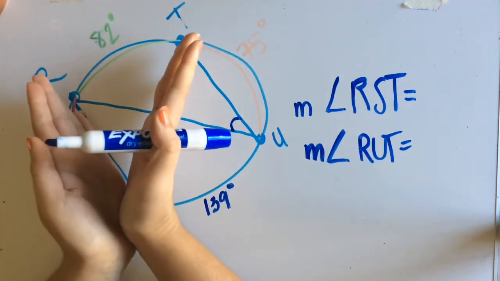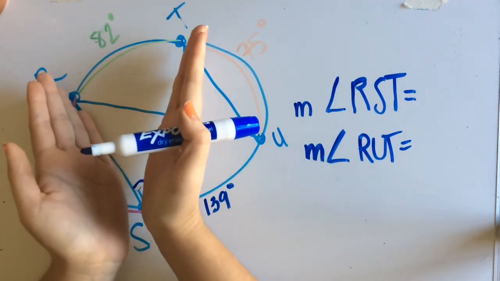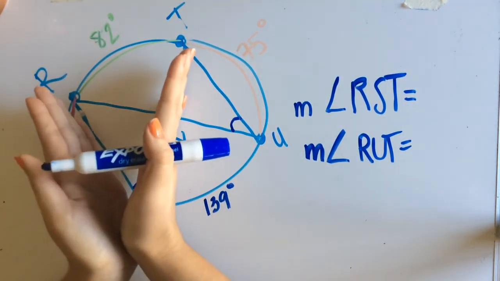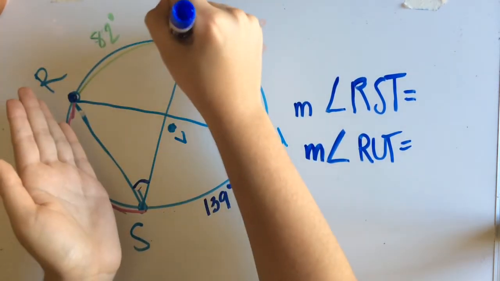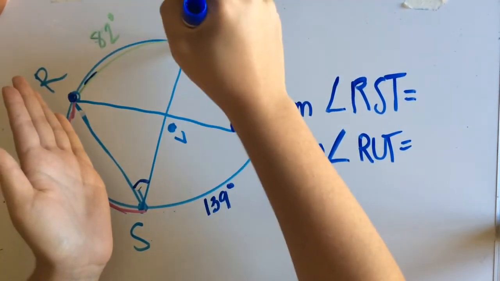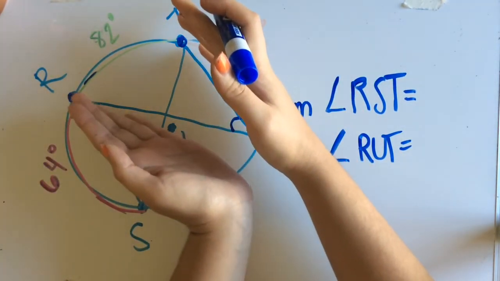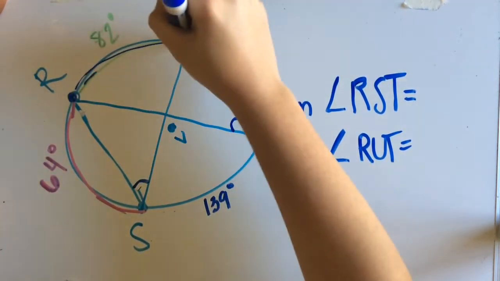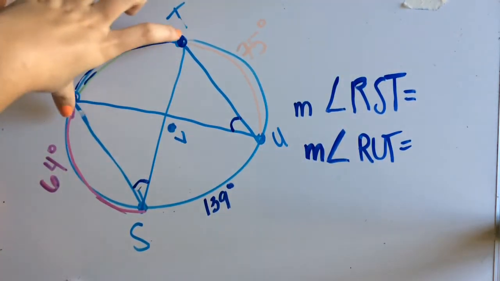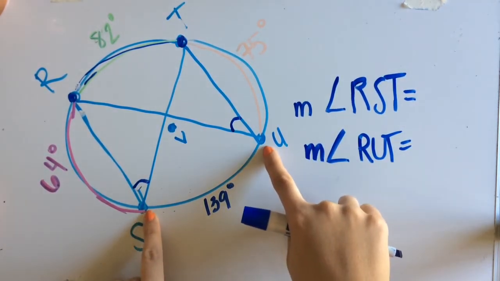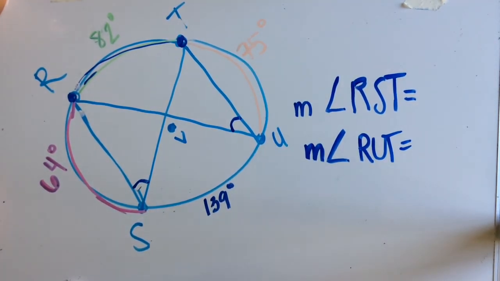I know seeing all the lines can be a little confusing, but if we look at RST individually, we notice that these two are the endpoints. So this is the inscribed arc. If we look at RUT on its own, it also has those endpoints, so it also has that arc. They share this inscribed arc. They have overlapping arcs. So what that tells me is that these two inscribed angles will be congruent. They will be the same measurement.